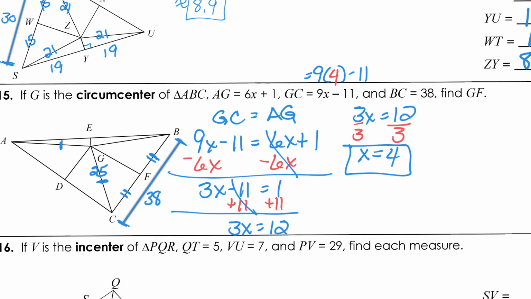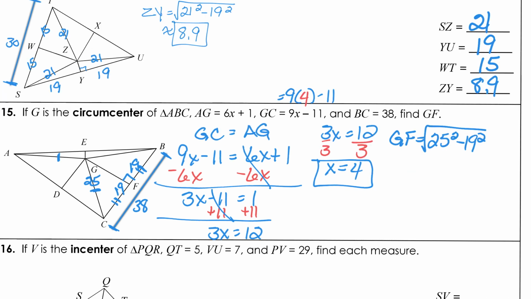And so since we're given that BC has a length of 38, then we've got to figure out, okay, if this length is 38, then this divides into two equal lengths, and 38 divided by 2 is 19. And so now we have our right triangle with a hypotenuse length of 25 and one of the legs being 19, and we've got to figure out what GF is.